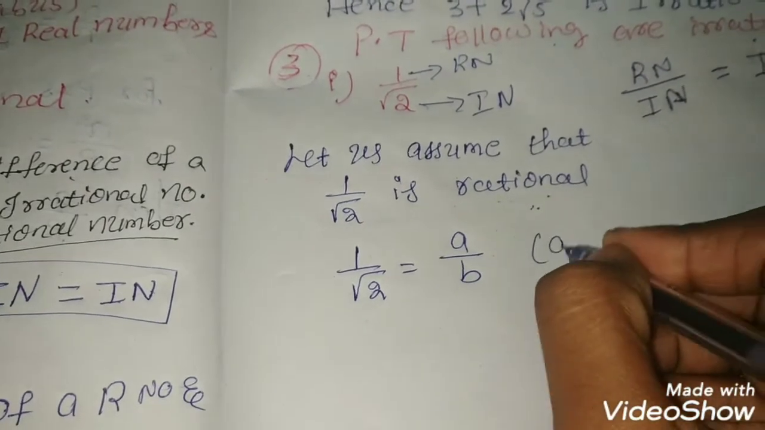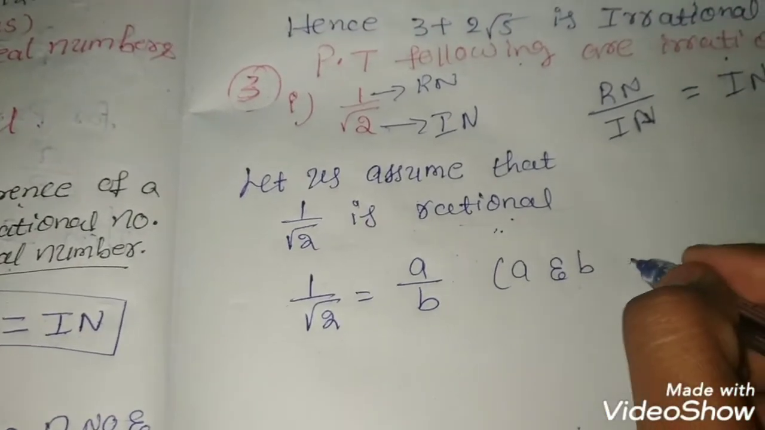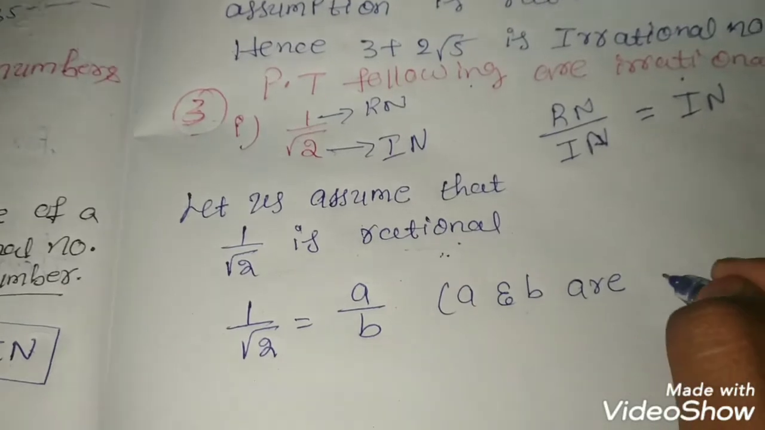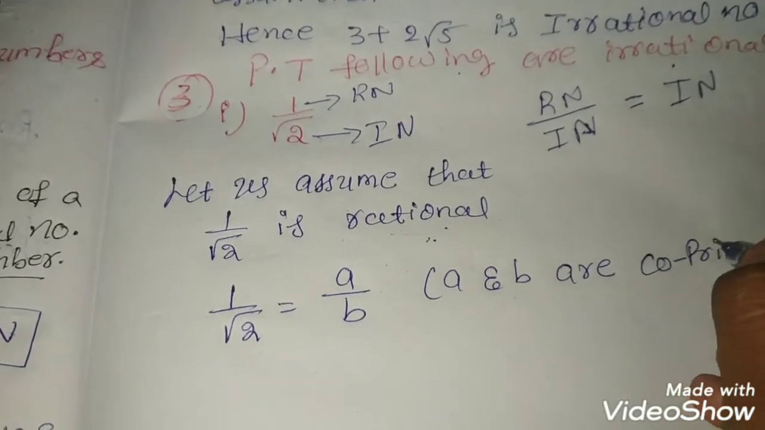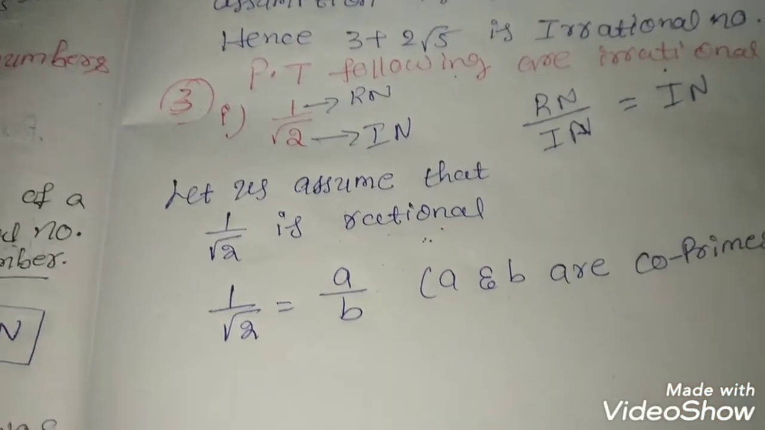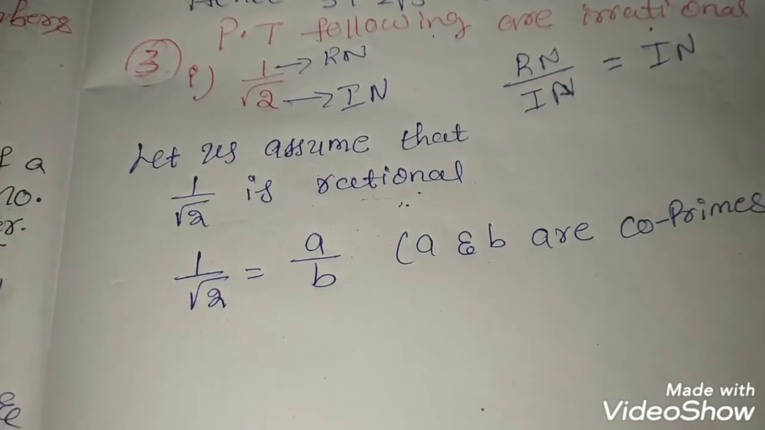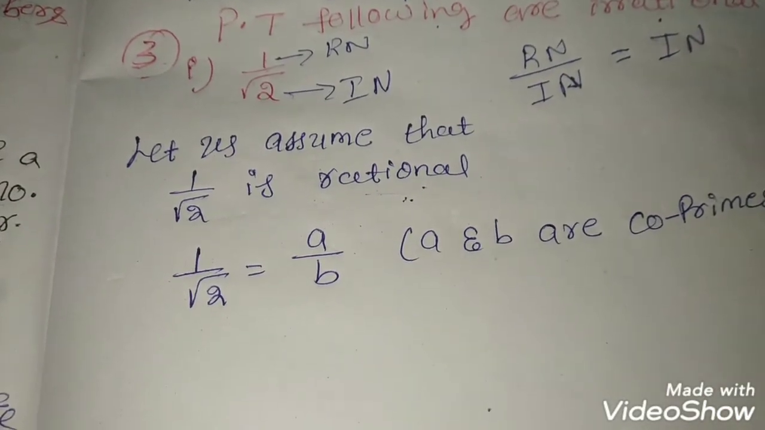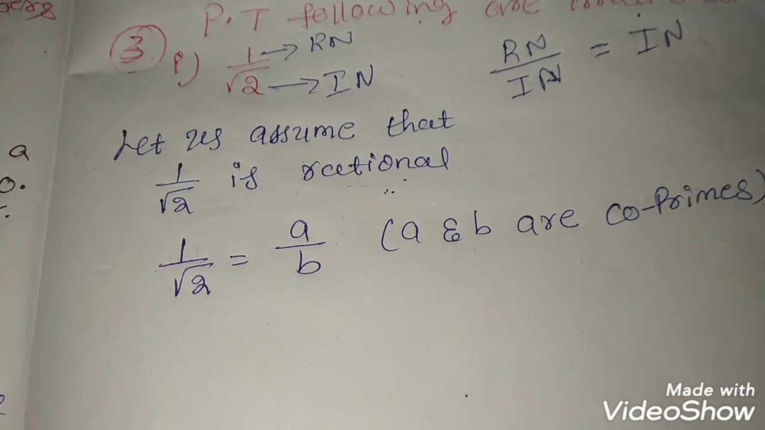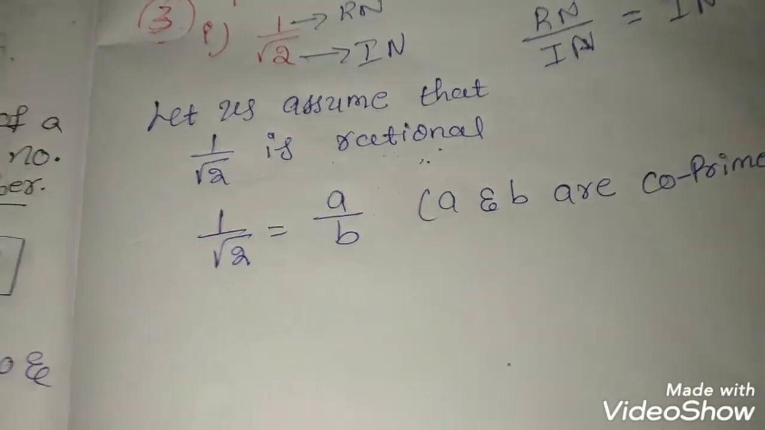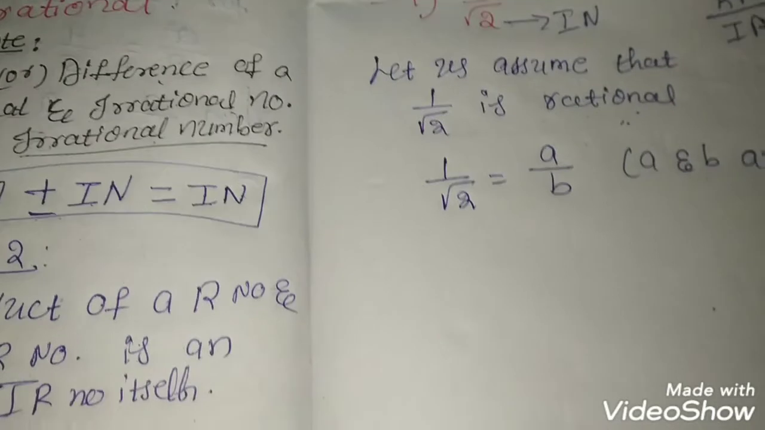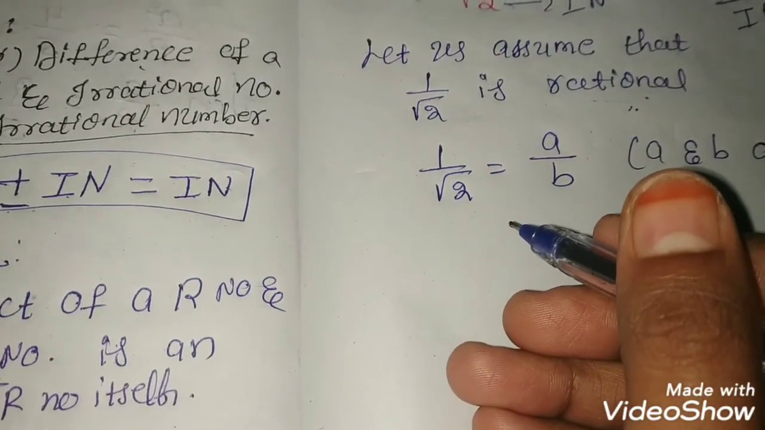So what are A and B here? A and B are coprimes. We know what coprimes are. If you take any values of A and B, then the HCF is always 1 itself. Understand? Okay. Next, what do we have to do here?